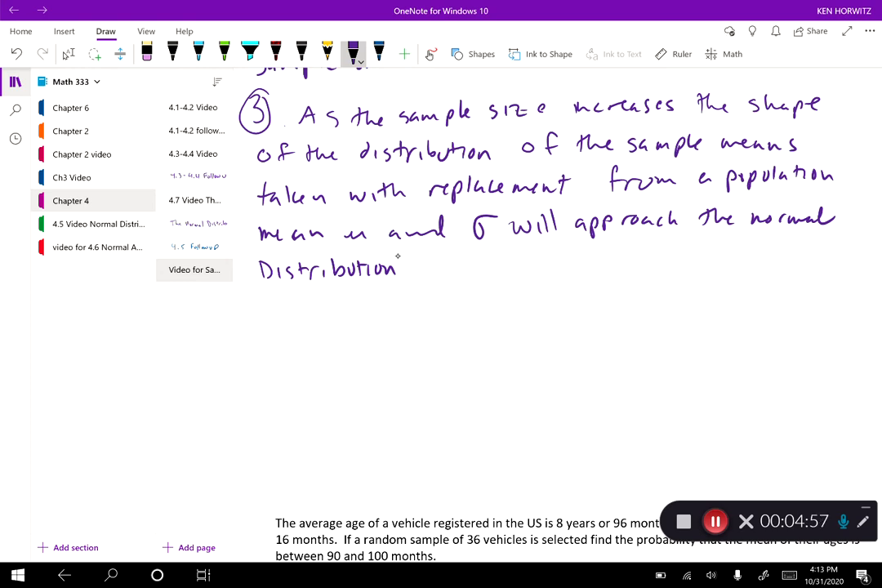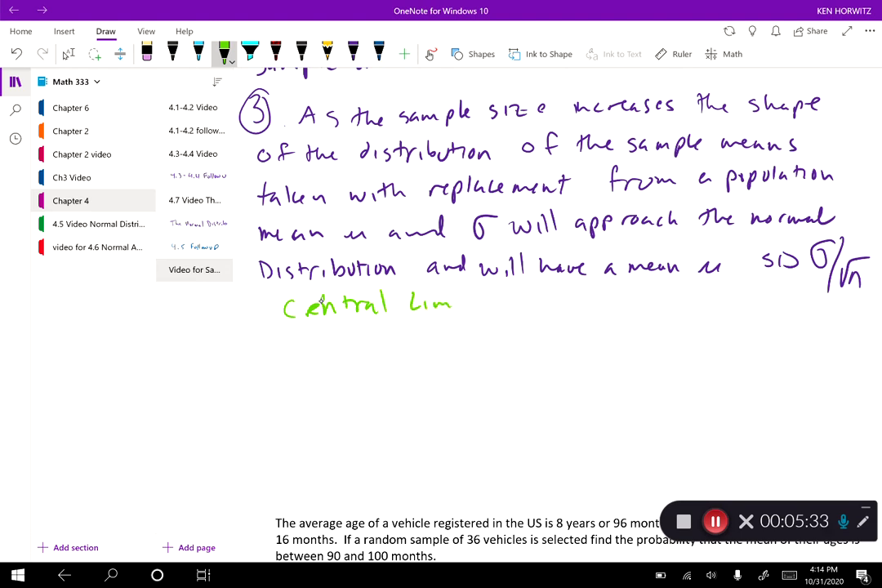and we'll have a mean of mu and a standard deviation of sigma divided by the square root of our sample size. And this right here, my friends, is called the central limit theorem.